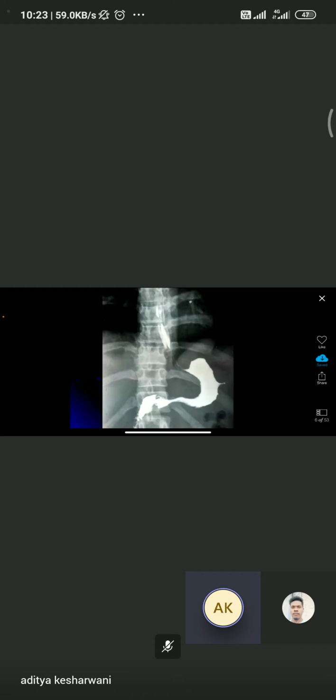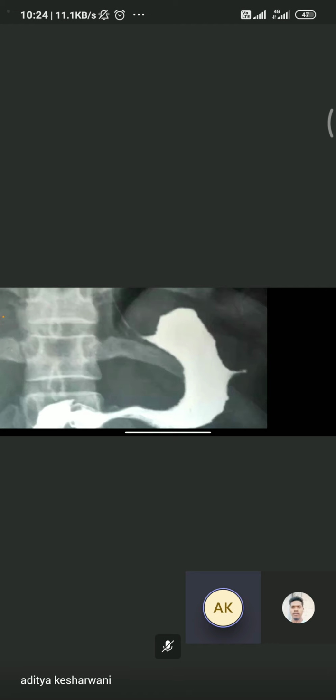Okay, this is the previous one of the barium swallow. This is the barium meal, which shows the mucosal irregularities in the lower part of the stomach. What you see, this one filled is the stomach, and this is the upper part of the stomach, and this is the greater curvature, followed by the pylorus and later on the duodenum.